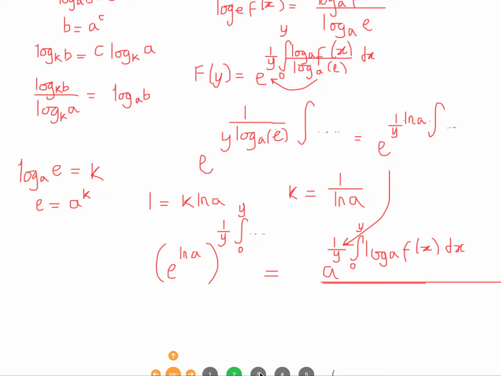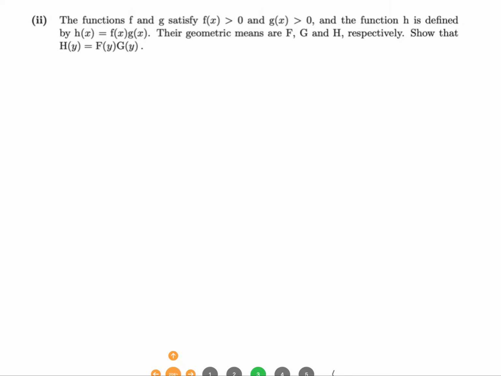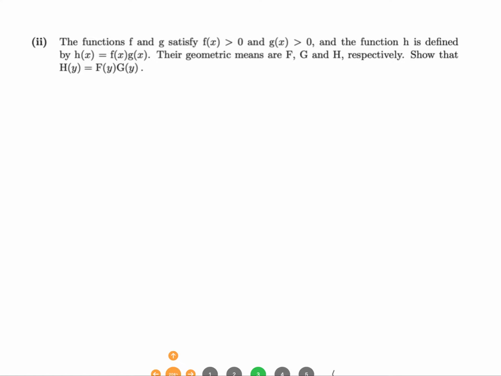Next part of the question. Just scroll up. The functions f and g satisfy the condition that the question has told us from the beginning. Their geometric means are this and this. Show that h of y equals, okay.